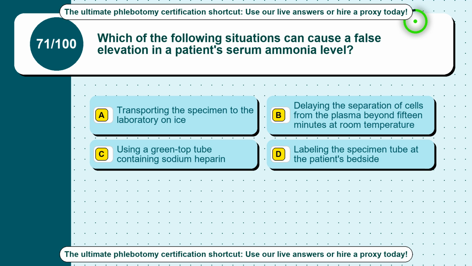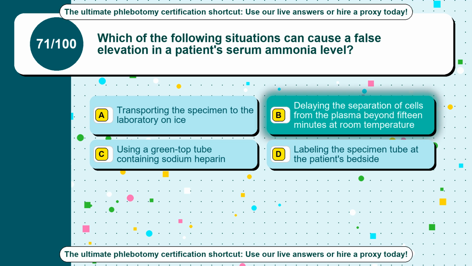Which of the following situations can cause a false elevation in a patient's serum ammonia level? Option A, transporting the specimen to the laboratory on ice. Option B, delaying the separation of cells from the plasma beyond 15 minutes at room temperature. Option C, using a green top tube containing sodium heparin. Option D, labeling the specimen tube at the patient's bedside.